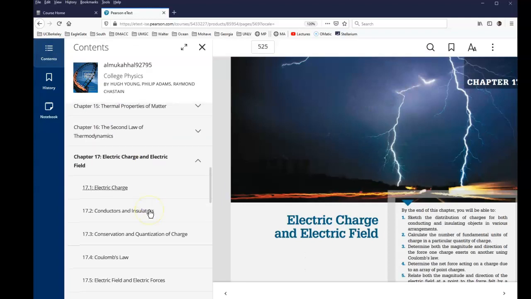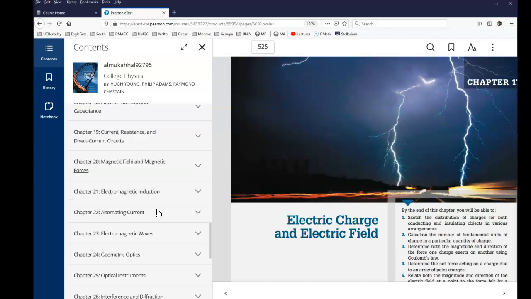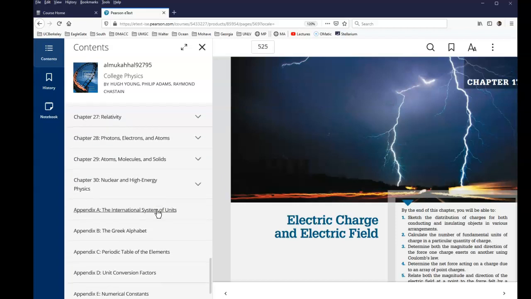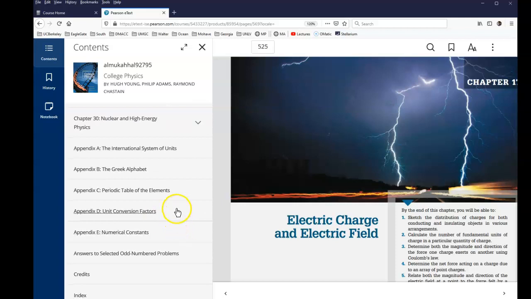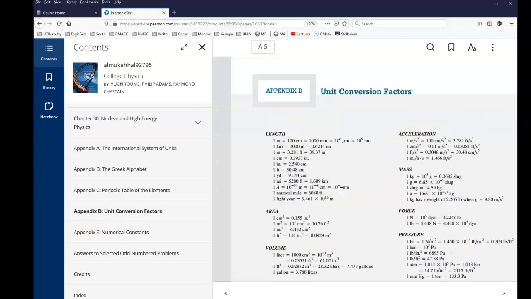I forgot to mention last time, if you need to look up a unit conversion, sometimes you need that, you can go to the unit conversion factor. This is in Appendix D if you want to do that. You will find it right there. I just thought to mention it because in the book it is right on the first page of the hard copy, but in the ebook it is in the appendix. That's all. I just wanted to mention that.